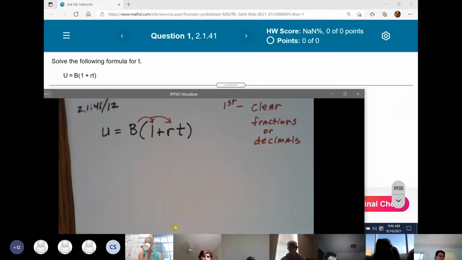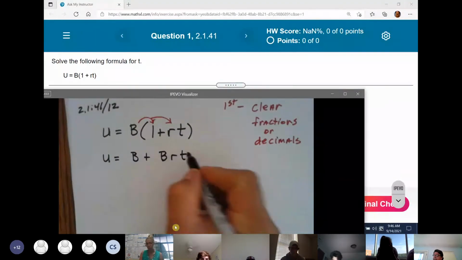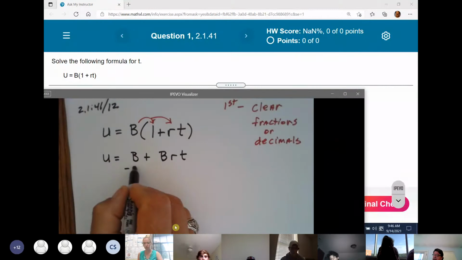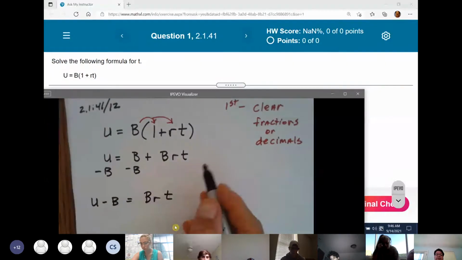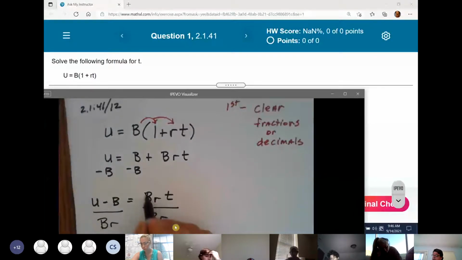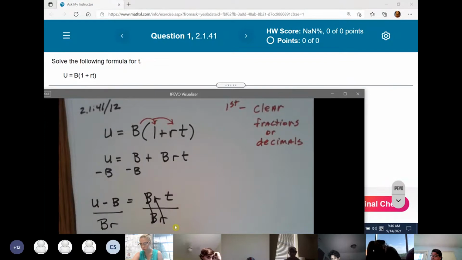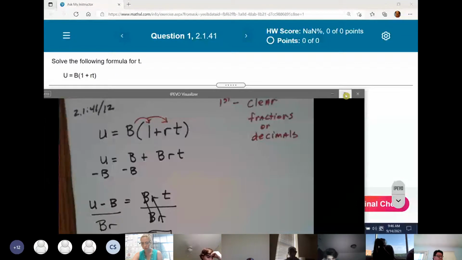So U is equal to B plus BRT, and minus the B, U minus B is equal to BRT, and we're solving for T, so divide by BR, and T is equal to U minus B over B times R. And that should be your answer for that problem.